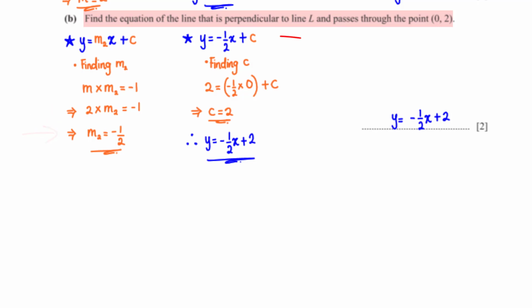So we now have y equals -1/2 x plus c. To find the value of c, we'll slot in the values of the coordinates through which the perpendicular line passes. So that gives us 2 equals -half times 0 plus c. And so we get the value of c as 2. So now the equation of the perpendicular line is y equals -half x plus 2.